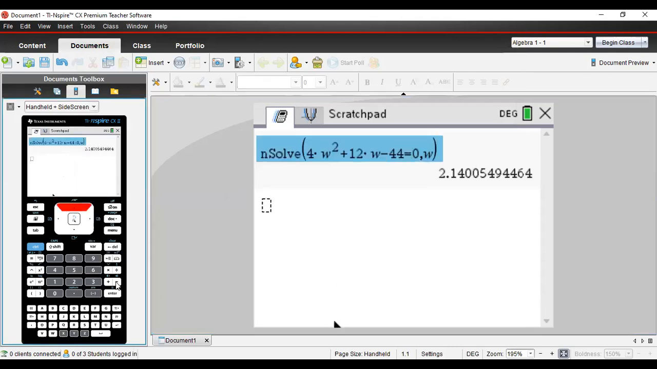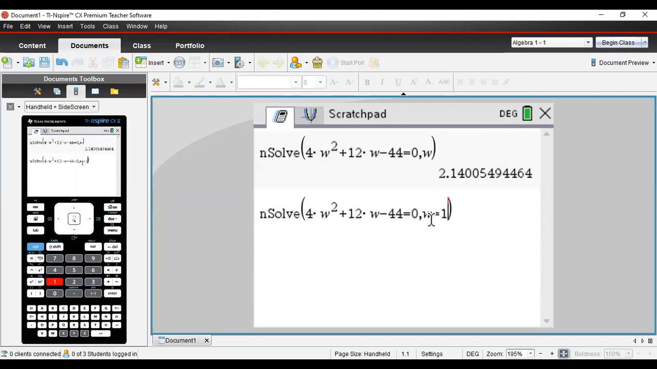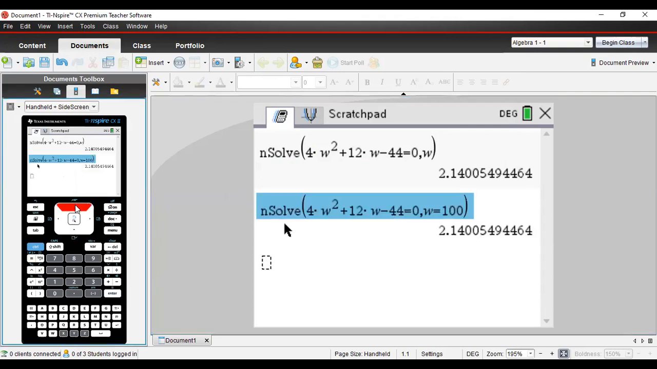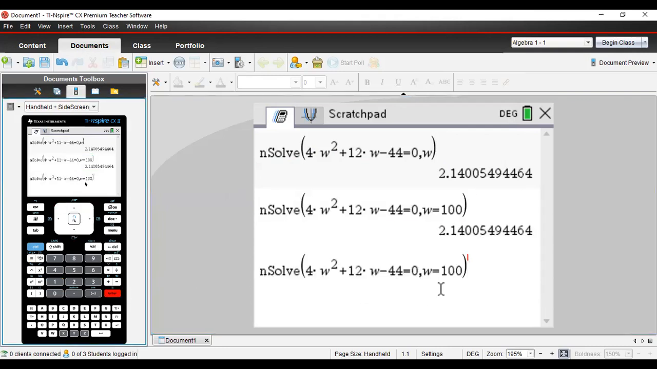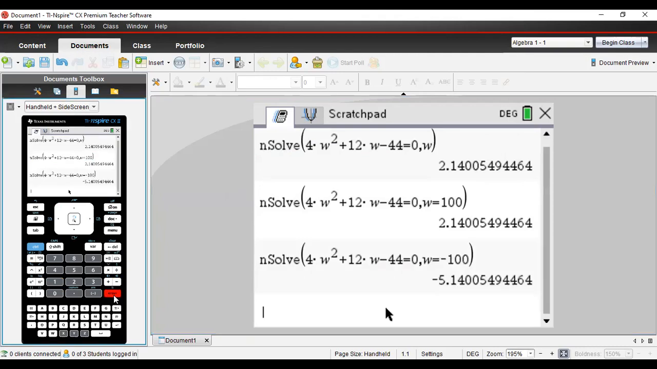Now let's look for the other zero or other solution. So we're just going to copy this. We're going to make it positive 100. Boom. Okay, it didn't change, so let's copy it and make it a negative 100. So it's going to be a negative 100, press enter, and there it is. So this one's going to be negative 5.14 when we round it to the hundredths place.